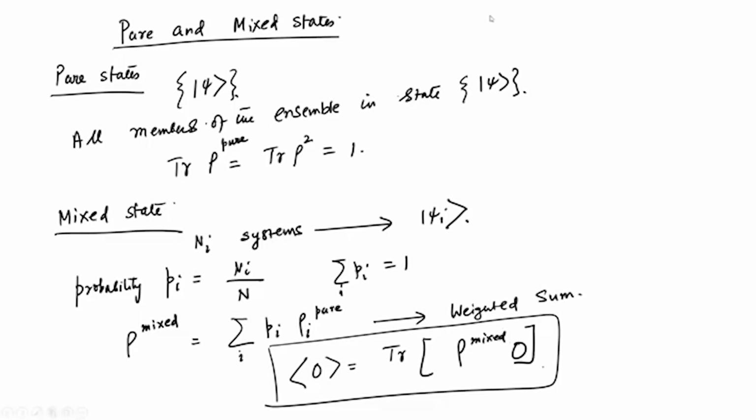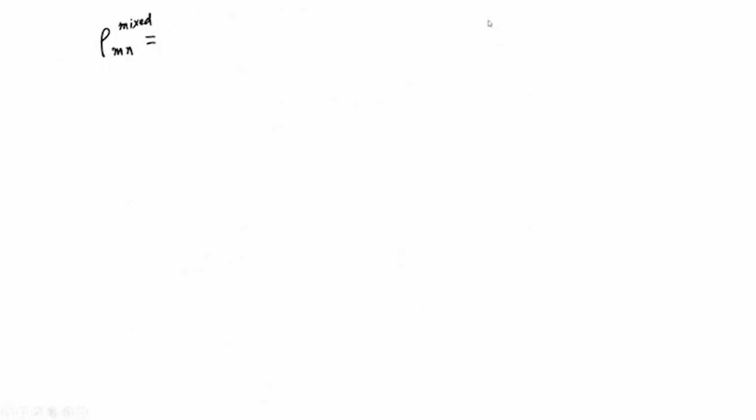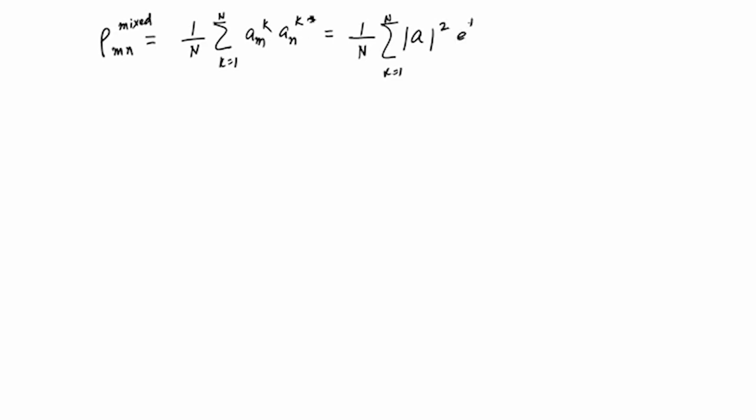All right. So, this is that, and then we can write down the matrix elements as in our earlier notation. It is like summing over the ensembles, k equal to 1 to N, and we have A_mk, A_nk star, and this is equal to 1 over N, sum over k equal to 1 to N, and then we have, say for example, A square, and exponential i(theta_mk minus theta_nk).